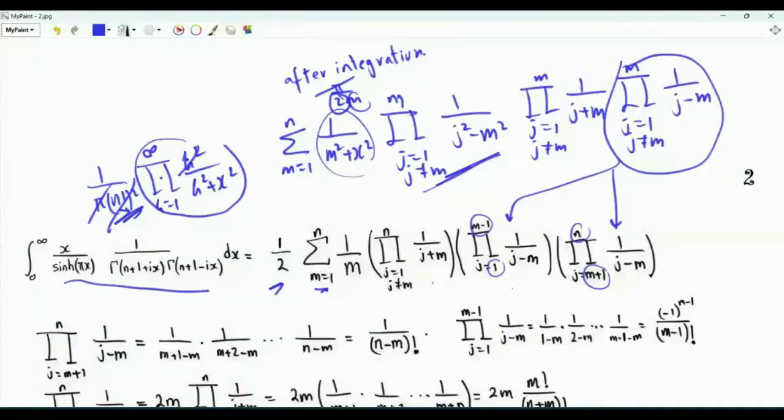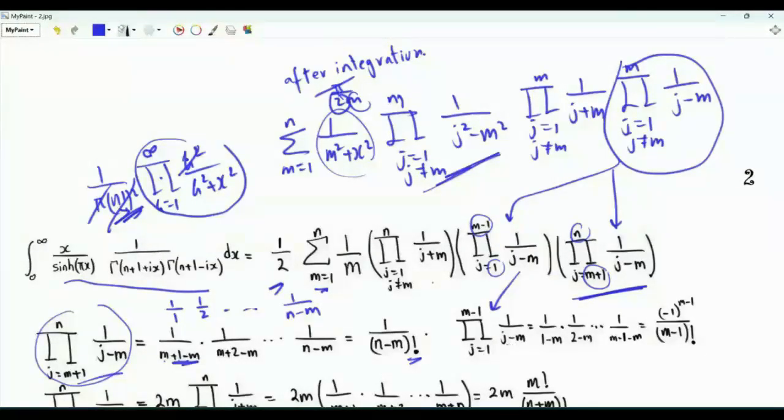Let's try to express each product using factorials. If we start with this one, when j is equal to m plus 1, we have m plus 1 minus m. That's 1 over 1. When j is m plus 2, we get 1 over 2. When j is equal to n, we get 1 over n minus m. This product here is 1 over n minus m factorial.